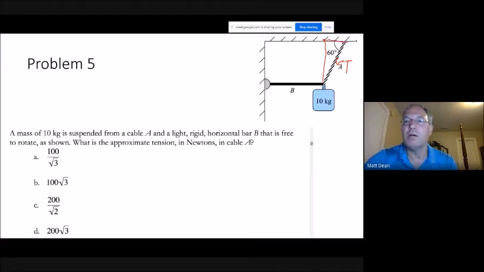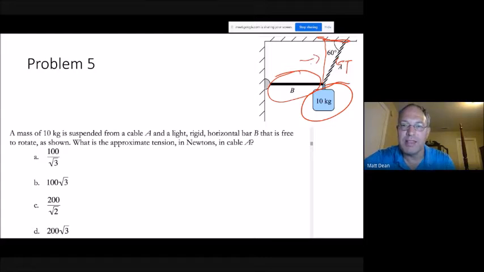And a horizontal right here. This vertical component has to support all the weight of this box because this horizontal piece doesn't have a vertical component. So all the weight is supported here, which means this side has to be equal to 10 times 10, mass times acceleration due to gravity. So the weight equals mg. So this is 100 newtons.